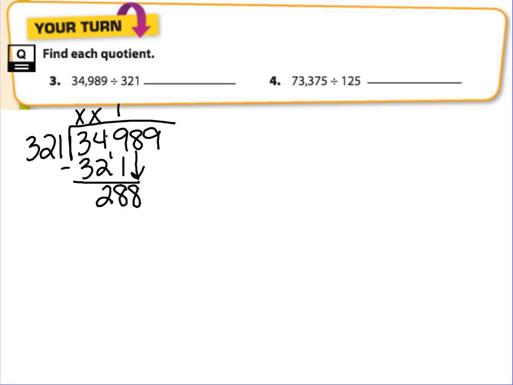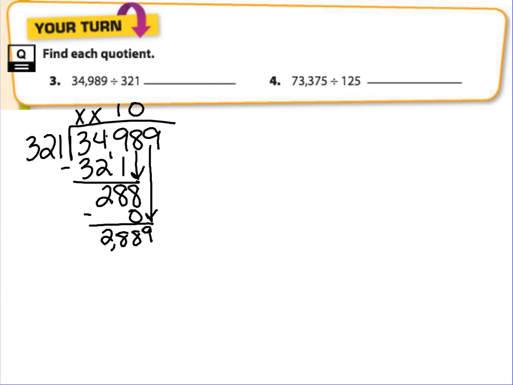Now, can 321 go into 288? No, it can't. So now I do put a 0 because I brought down, and I cannot make a group of 321 with only 288 pieces. So now I subtract 0, and I get 288, but then I bring down the 9. So now how many groups of 321 can I make with 2,889 pieces?